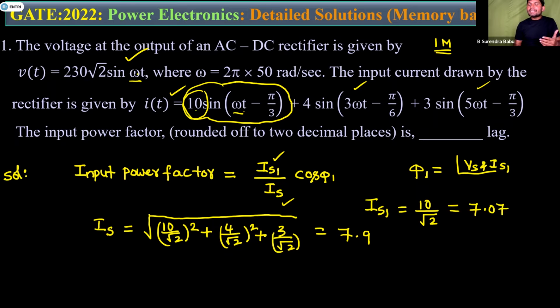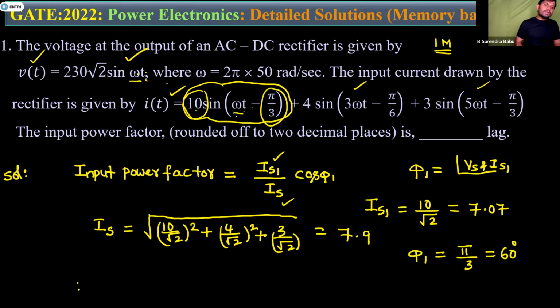IS1 is the RMS value of the fundamental source current. IS is the RMS value of the total source current, or secondary current. Then what is phi 1? Phi 1 is the angle between Vs and IS1. Here Vs is nothing but V, the source voltage. Then what is the angle between these two, students? This is omega t, and this is omega t minus pi by 3. Then what is the angle? 60 degrees, that is pi by 3. So phi 1 equals 60 degrees.